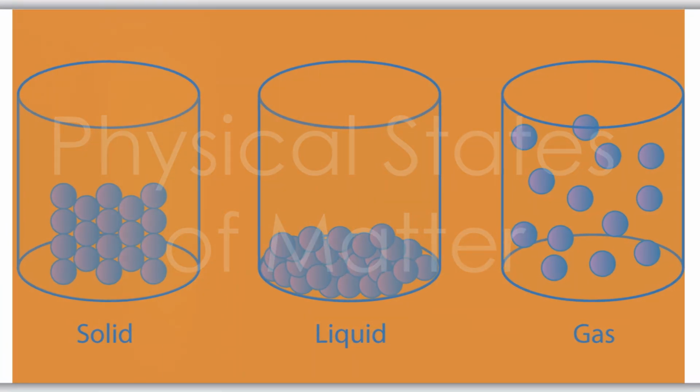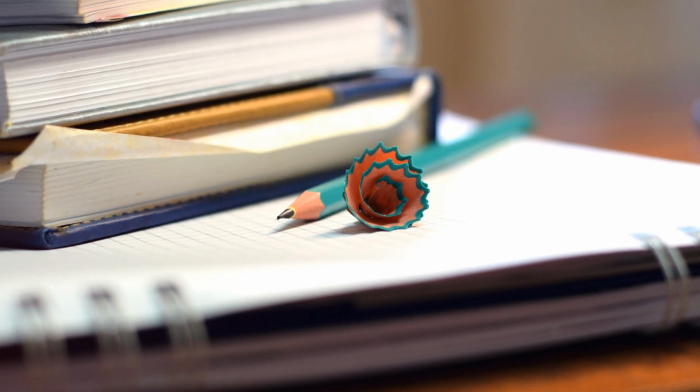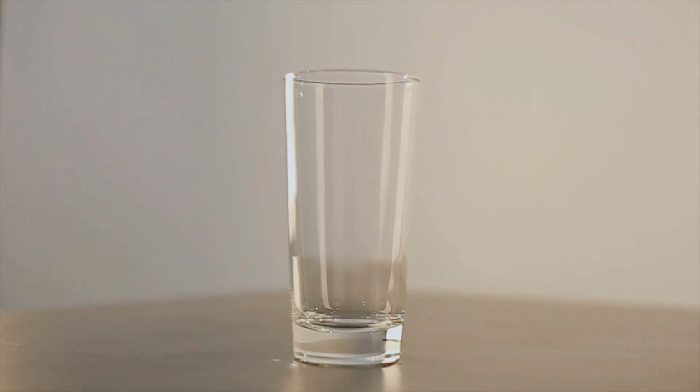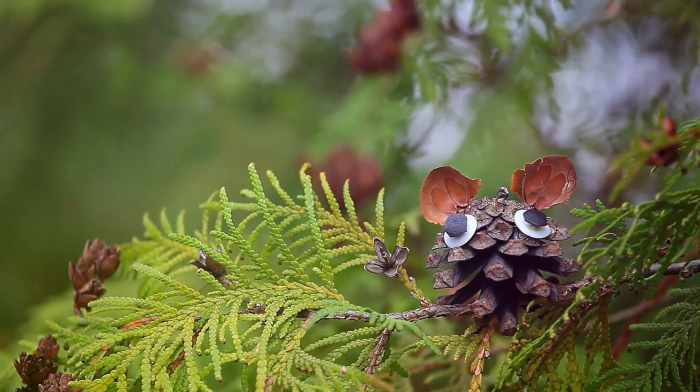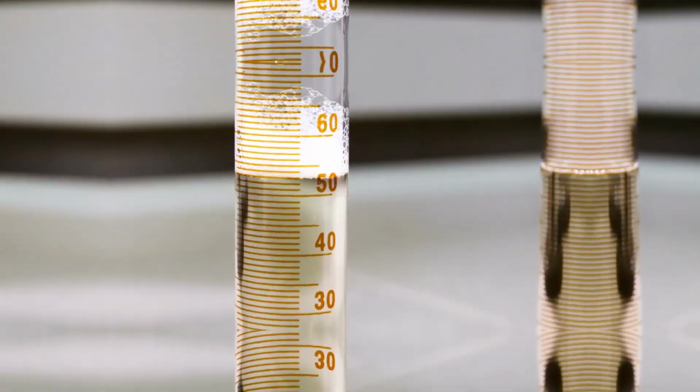Now let's talk about the physical states of matter: solids, liquids, and gases. Solids have a fixed shape, like a rock or a pencil. Liquids take the shape of their container, like water or milk. Gases fill whatever space they're in, like the air around us. The state of matter affects how we use materials.